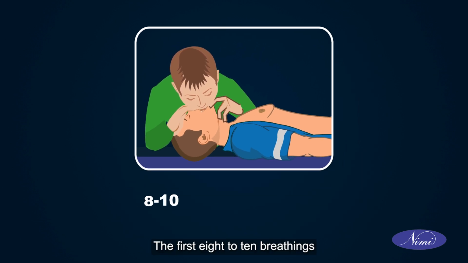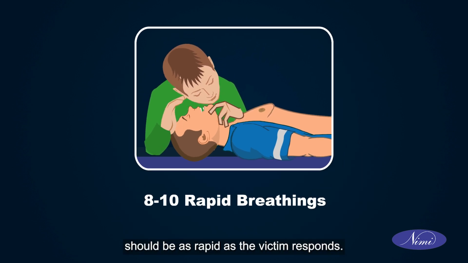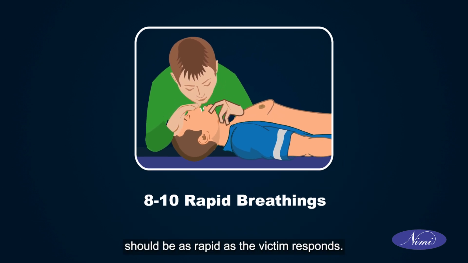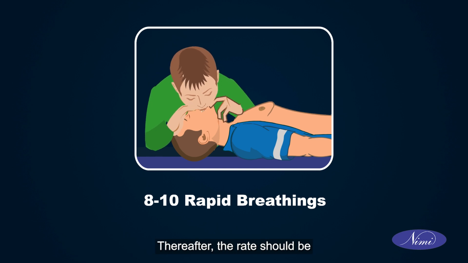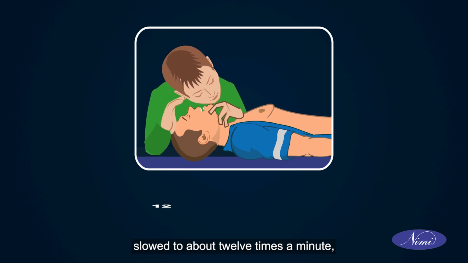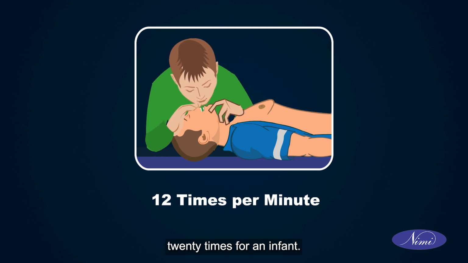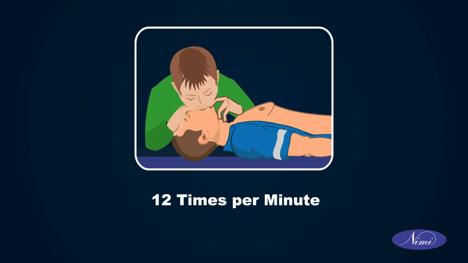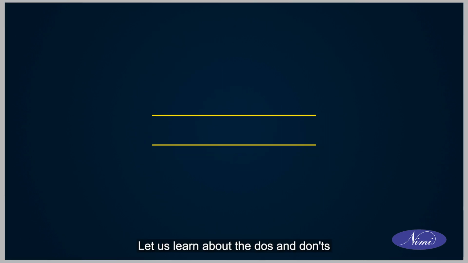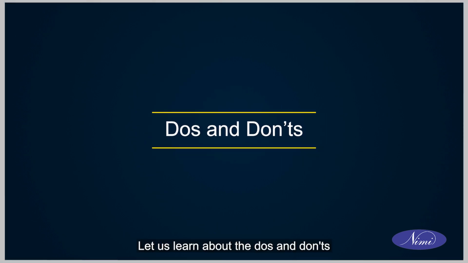The first 8 to 10 breaths should be as rapid as the victim responds. Thereafter, the rate should be slowed to about 12 times a minute, 20 times for an infant. Let us learn about the do's and don'ts while performing this procedure.